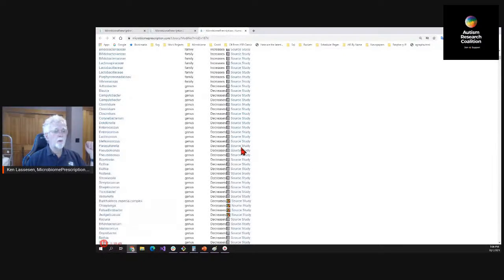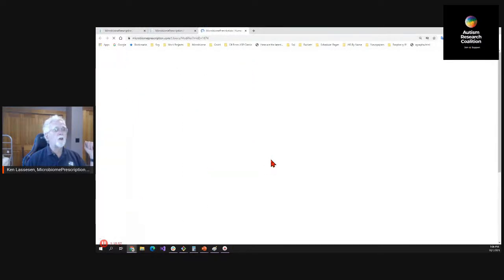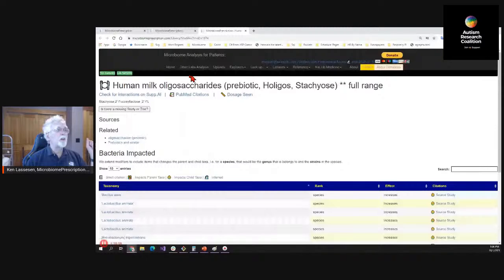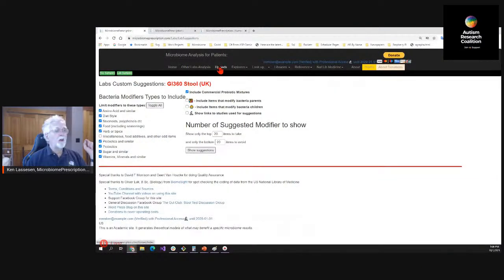Like, for example, here, they showed me a broken page there. Okay, so we've got those two. We have Explorer, and some variety of things. Probably what a lot of people use is my lookup, the lookup for a microbiome modifier.